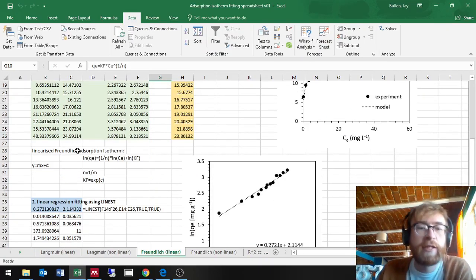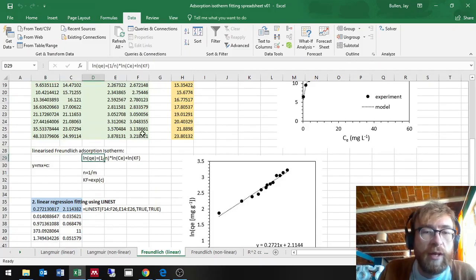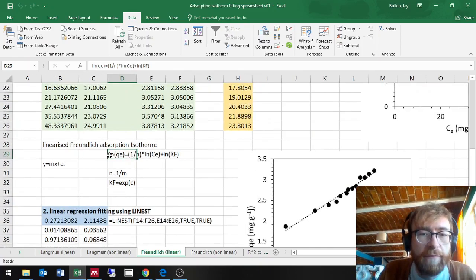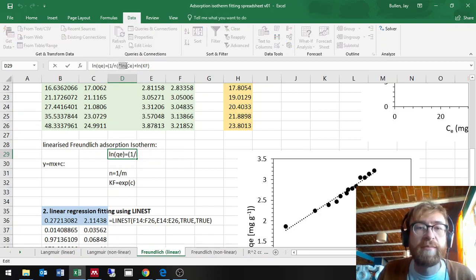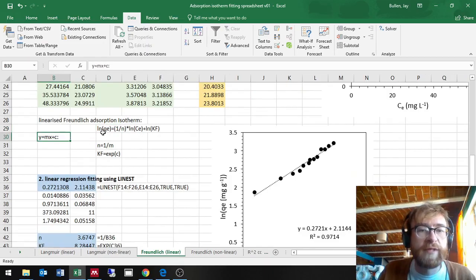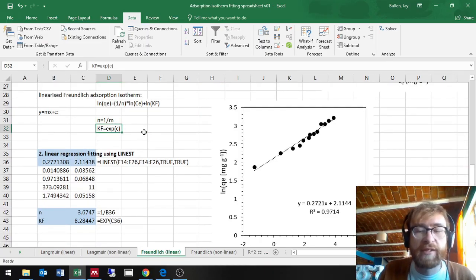In the Freundlich adsorption isotherm equation, we have a different linearised form. So the linearised equation is different to the linearised Langmuir equation. So we have the natural log of QE equals 1 divided by n times the natural log of CE plus log KF. And in the form y equals mx plus c, we can obtain n because it's 1 divided by m, and KF because it's the exponential of c.